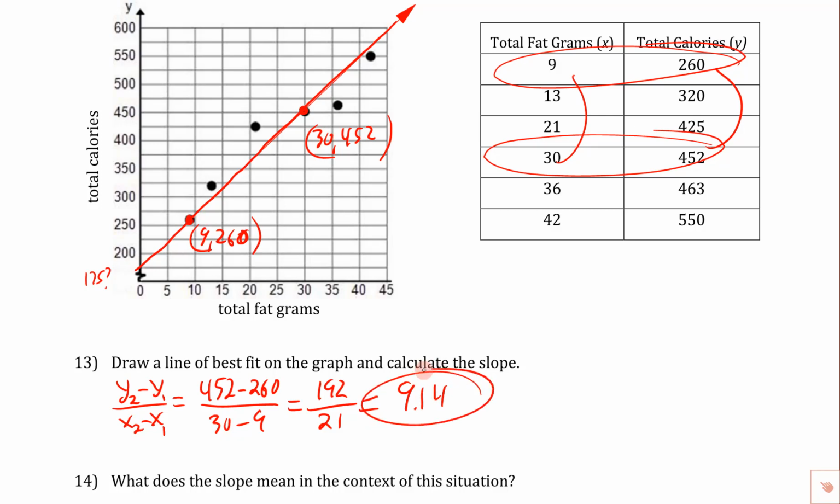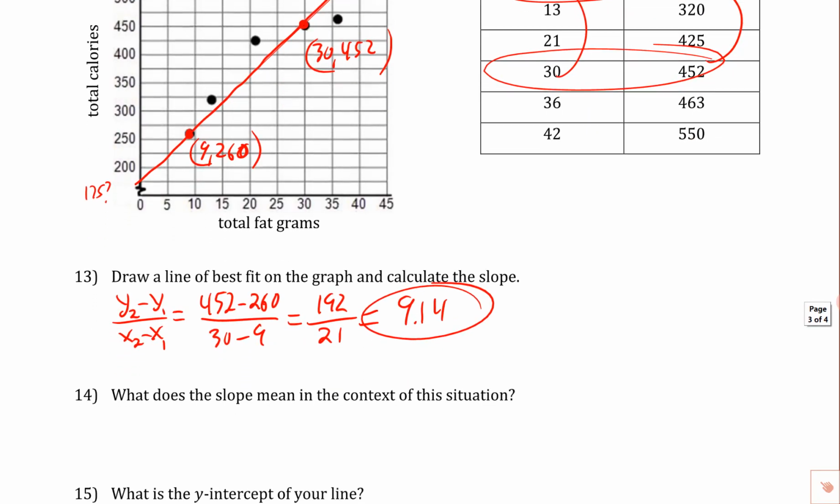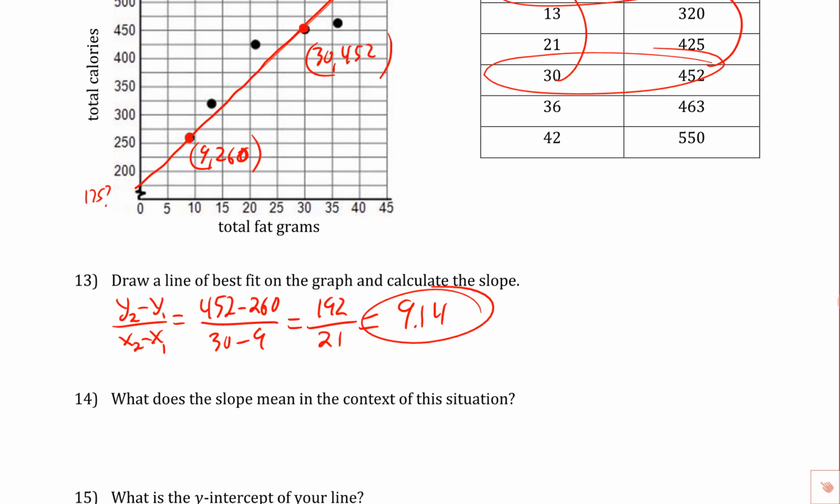There's our answer. Now the next part says, what does this mean in the context of the situation? So this is 9.14 over 1. Let's think of it as a rate, as a fraction. And remember what goes on the top. This was calories, and over here was fat grams. So this is total calories, and this is fat grams.